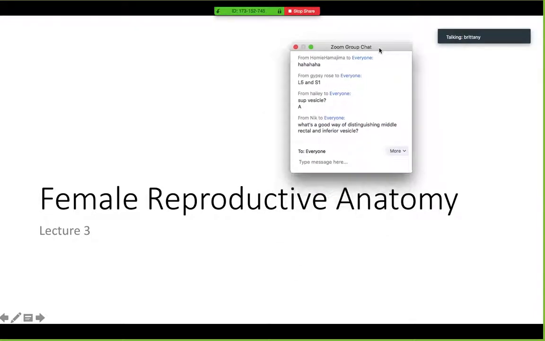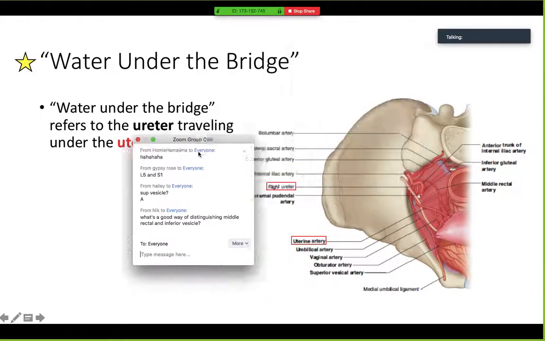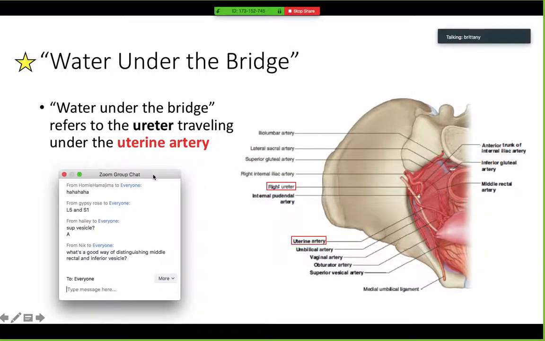All right, so let's do the female anatomy. She did come out and say that you will get a question about this, and I can say from experience that they tagged this relationship on the practical last year. So definitely know that the water under the bridge is referring to the fact that the ureter travels underneath the uterine artery.